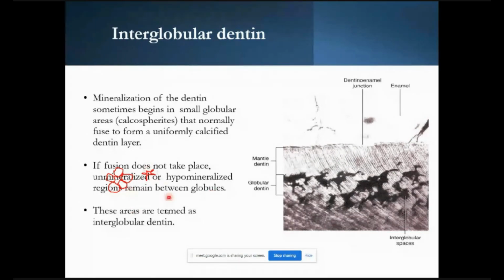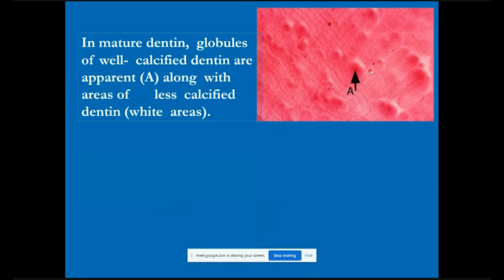Yeah, so like I said, when the fusion does not take place, there is an unmineralized or hypomineralized, meaning less mineralized, area between the globules, and that is your interglobular dentin. This is a section which shows both the mature dentin, see here A, which has undergone calcification, and the white areas you see here, that's the hypomineralized area or your interglobular dentin. So this section shows both the calcified area and the decalcified area very clearly for you to understand. Here you see how they have all fused together and completed mineralization, but here they did not fuse, so they left behind a white area.